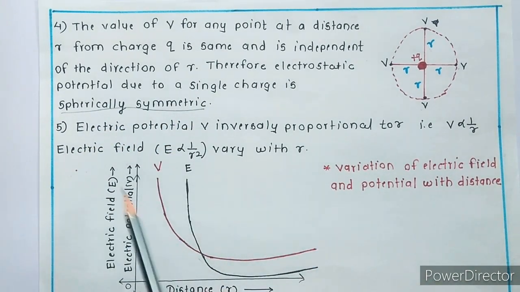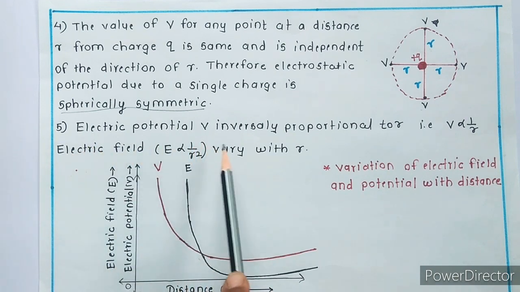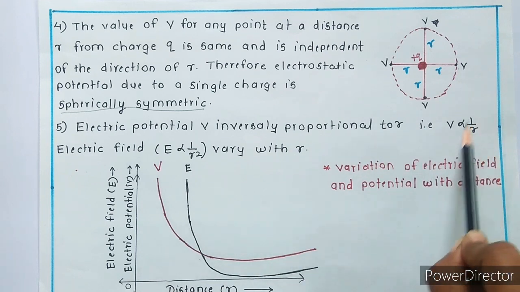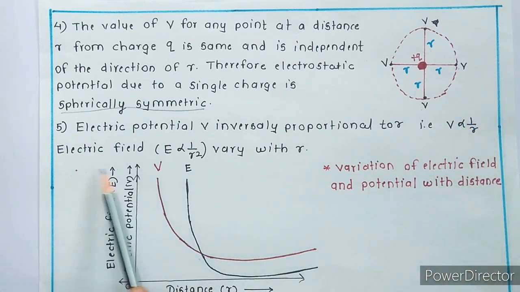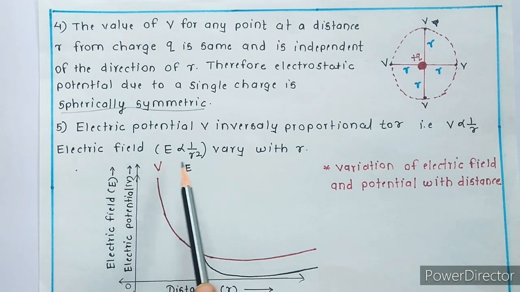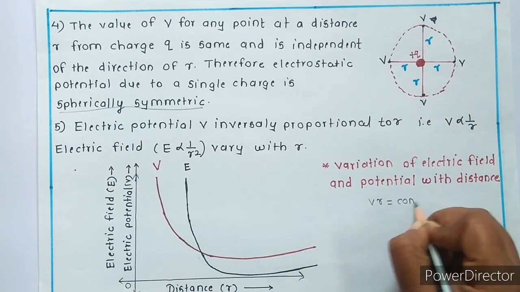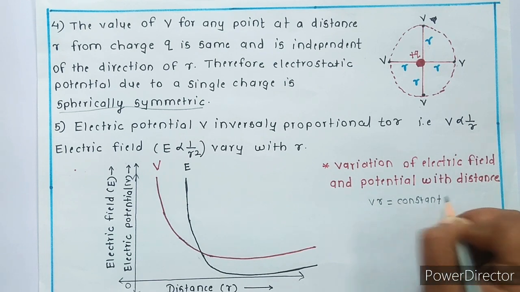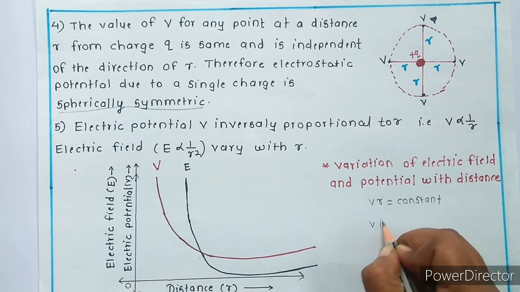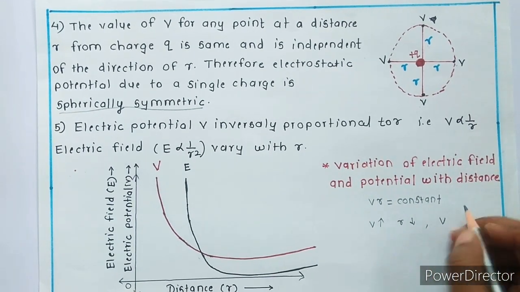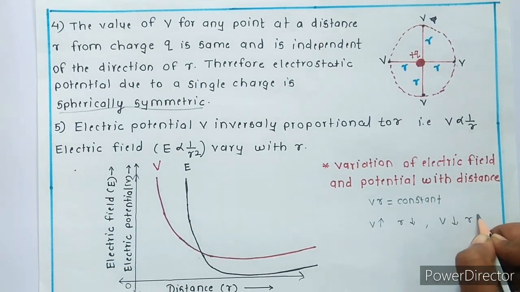Fine. Now next, electric potential V is inversely proportional to R. That is, V is inversely proportional to 1 upon R, and for electric field it is inversely proportional to 1 upon R square. Now what is the meaning of inversely proportional? The product of V and R always remains constant.